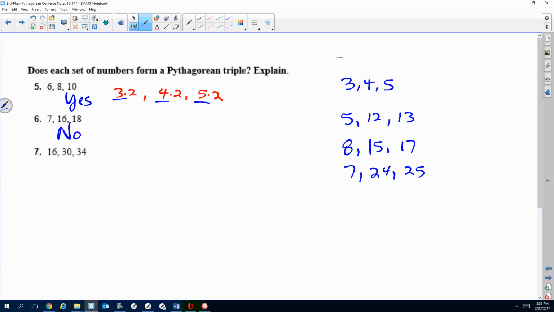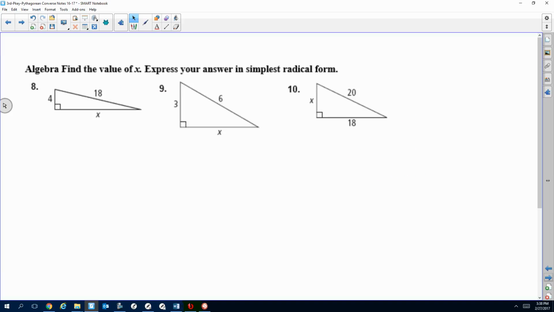See if you can get the last one. See if you can determine if it's a multiple of an existing triple. Okay? All right. Then we get into our green foldable.